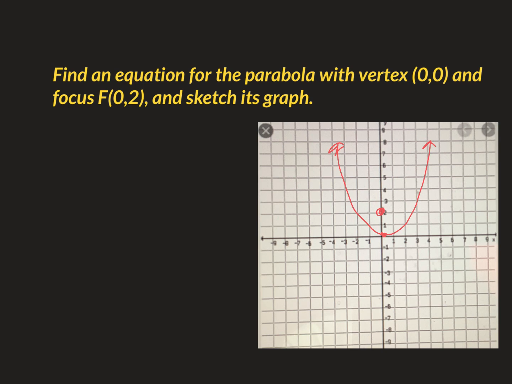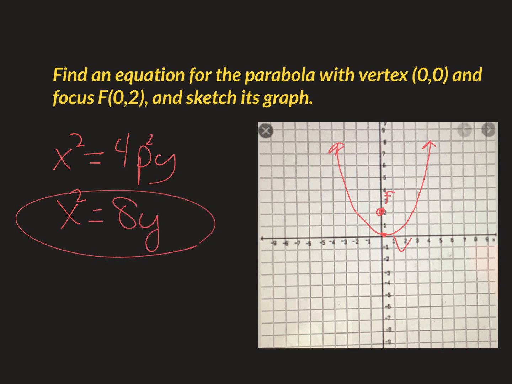Well, because it's opening up and down, I know the equation looks like x squared equals 4p times y. And remember what p stands for. P is how far it is from the vertex to the focus, which in this case, it's 2 away. So that means p is 2. So if I plug 2 in for the p right there, that gives me 8y. And that's perfect. And it's positive 8y because it's going up.